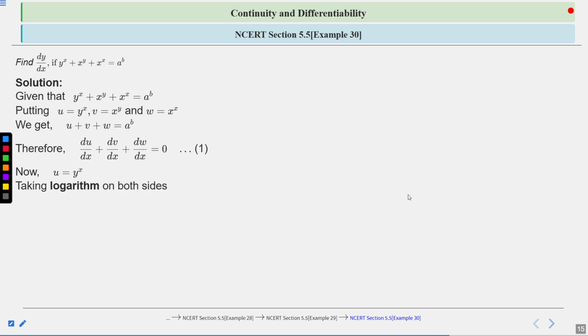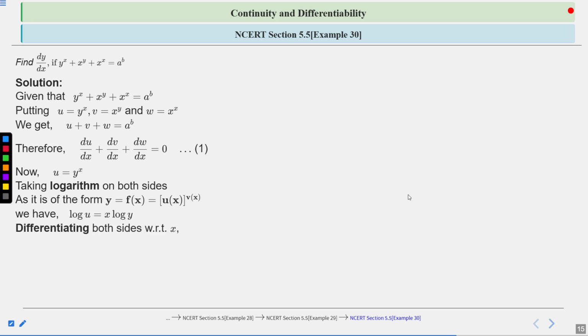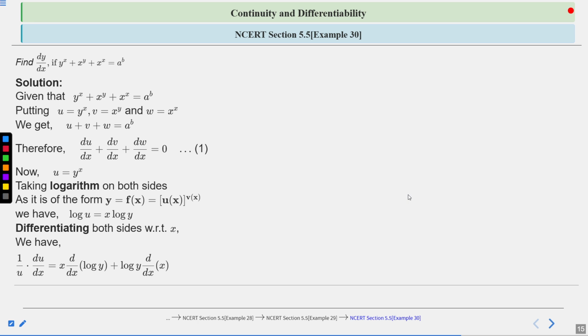Taking logarithm on both sides, as it is of the form y is equal to f(x) is equal to u(x) to the power v(x), right? We have log u is equal to x log y. Now, differentiating both sides with respect to x, we have 1 by u du by dx is equal to x d log y upon dx plus log y dx upon dx, right?